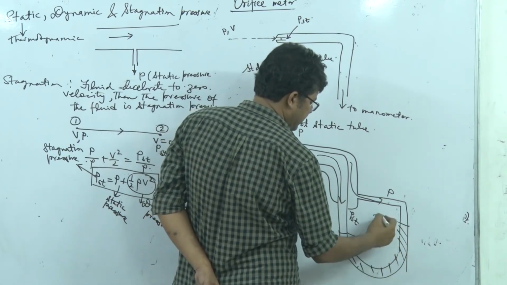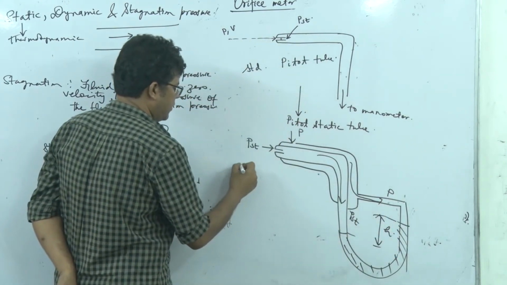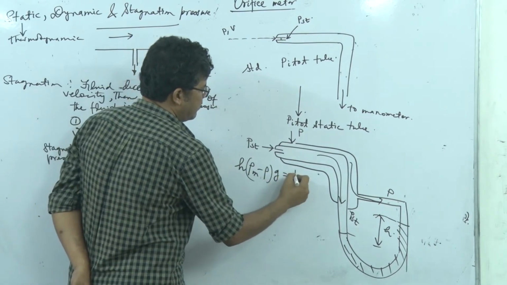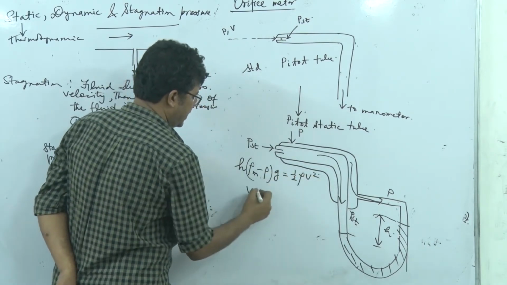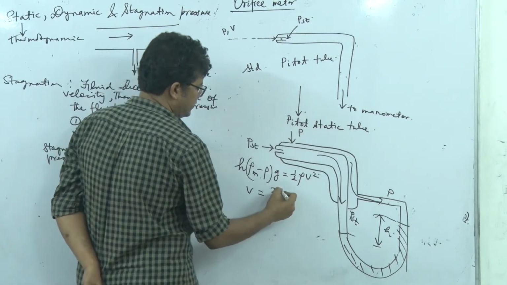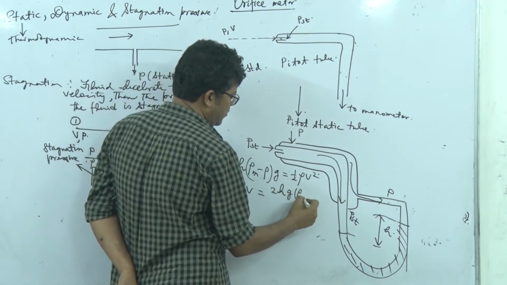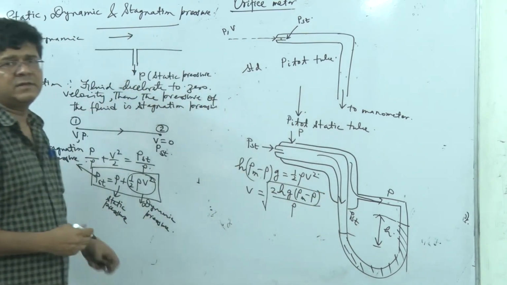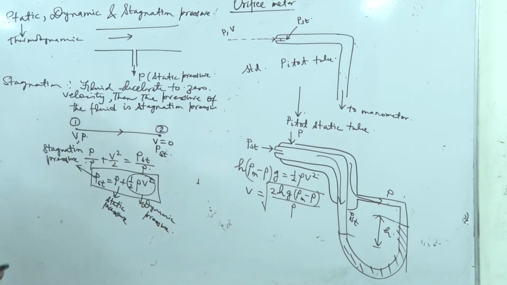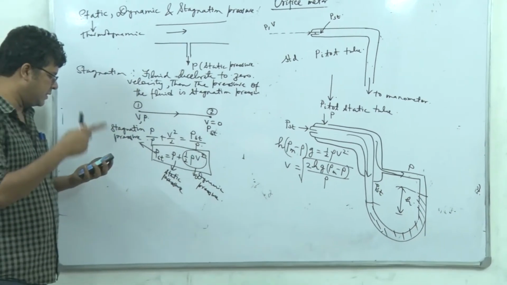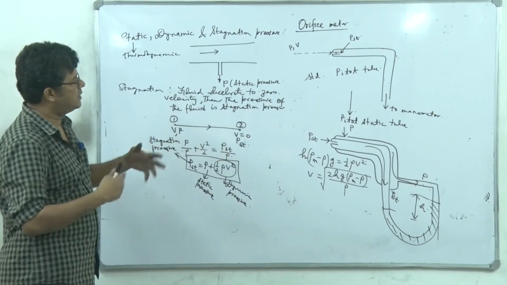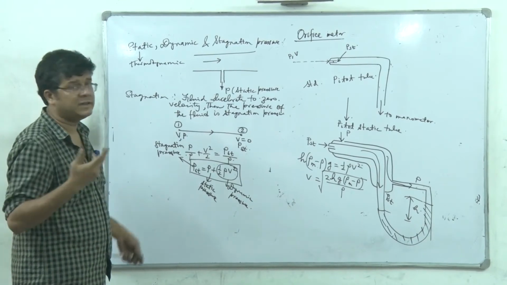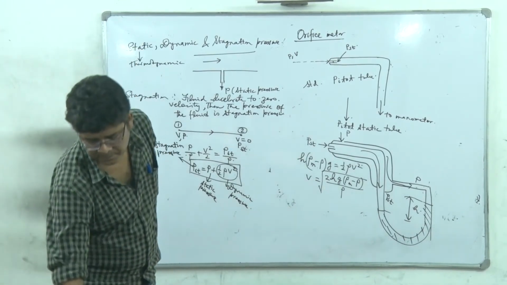So this difference, this H, so you see we can write H times (rho m minus rho) times g must be equal to half of rho v square. So V we can find out as the square root of 2hg (rho m minus rho) divided by rho. So that gives you the local velocity of the point, and as you go on changing the location of the point, we can determine the different velocities, and we can maybe trace the velocity profile in turbulent flow which we have discussed previously.